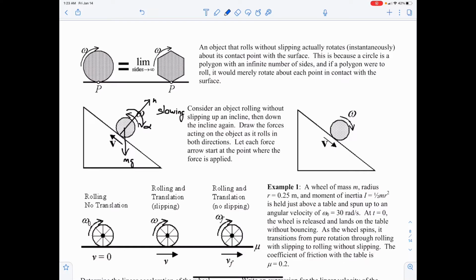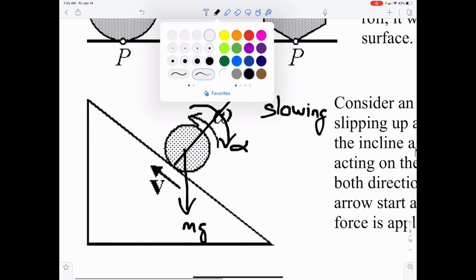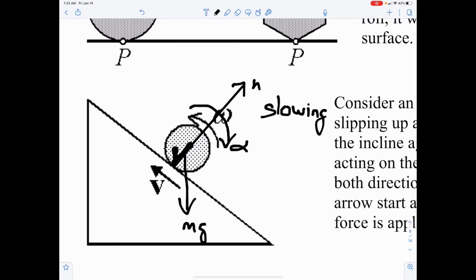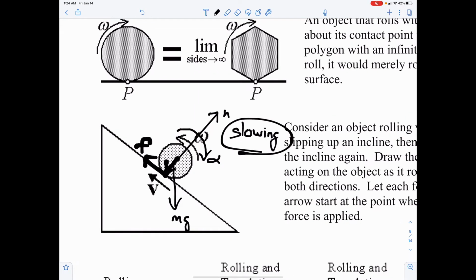So I put my thumb into the page, put my fingers, I'm going to zoom in on this right here. My fingers would go R cross F, and that puts friction going up the plane. This was the important part of that right there.